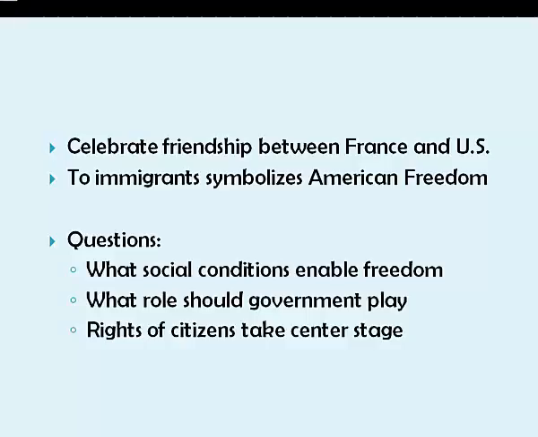But in 1886, we also saw one of the greatest waves of strikes and labor protest and violence in our nation's history. Events which seemed to expose deep social divisions in our industrializing society. And the questions of what social conditions enable freedom and what role the government should play in defining and protecting the rights of our citizens began to take center stage.